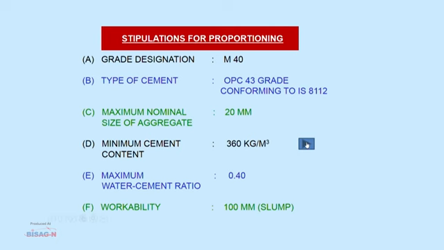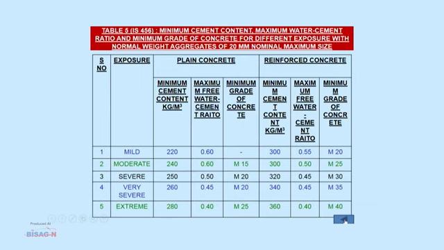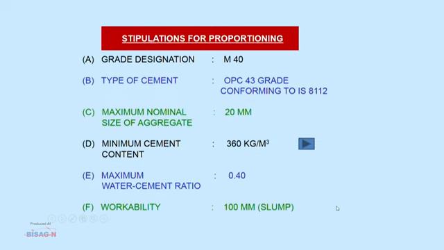A table has been given in IS 456 specifying the minimum cement content and grade of concrete and maximum free water cement ratio based on the exposure conditions. In the present case, we have considered an extreme exposure condition for which the M40 concrete minimum cement requirement is 360 kg and maximum free water cement ratio is 0.4. So, we have seen the maximum water cement ratio is 0.4, workability of 100 mm has been chosen since the concrete is being pumped.